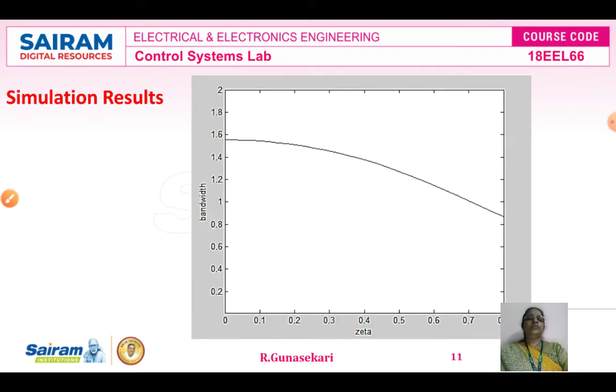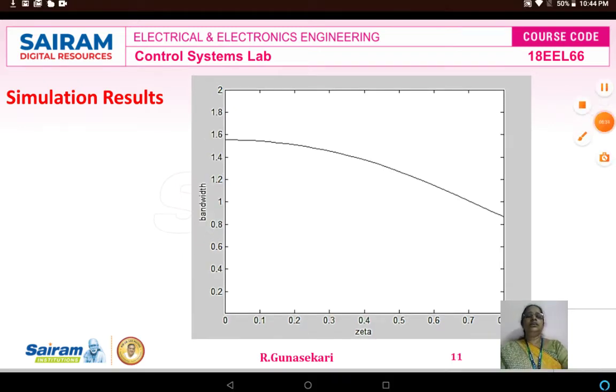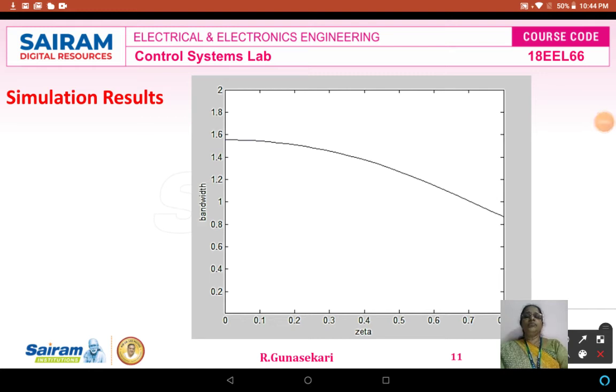Then the third simulation result is zeta versus bandwidth. The x-axis is zeta, that is the damping ratio. The y-axis is bandwidth in decibels. We get the shape of the curve like this for the frequency response, transient response, and stability relationship.